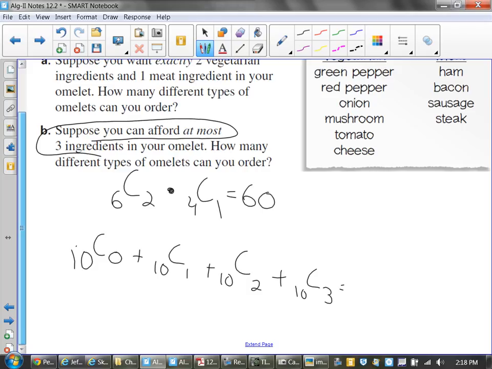Wait, so what was the keyword for that? At most. You'll see at most, at least. You'll see stuff like that because you're picking, I can do this one or this one or this one or that one. If you wanted to pick at least 7 of them, you'd go with 10 choose 7, 10 choose 6, 10 choose 5, 10 choose 4, and so on.